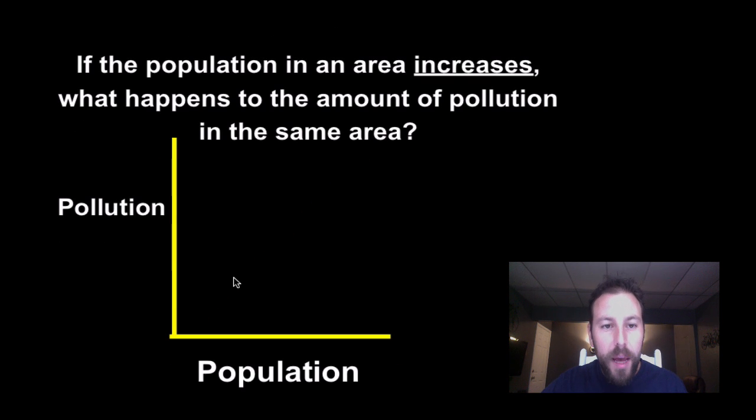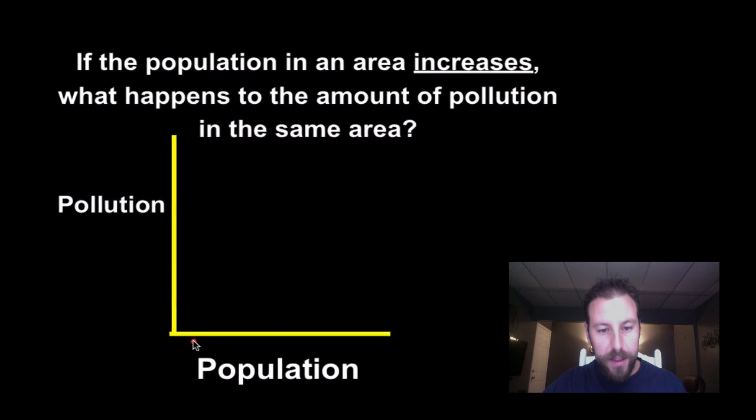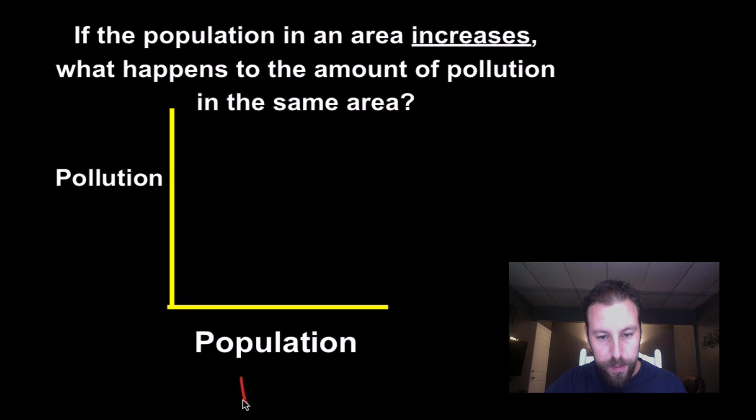So an example would be if the population of an area increases, what happens to the pollution in that same area? Remember, population basically means people, a little shorthand for that. So as the number of people in an area increases, usually our amount of pollution increases. People produce wastes. That waste is pollution.